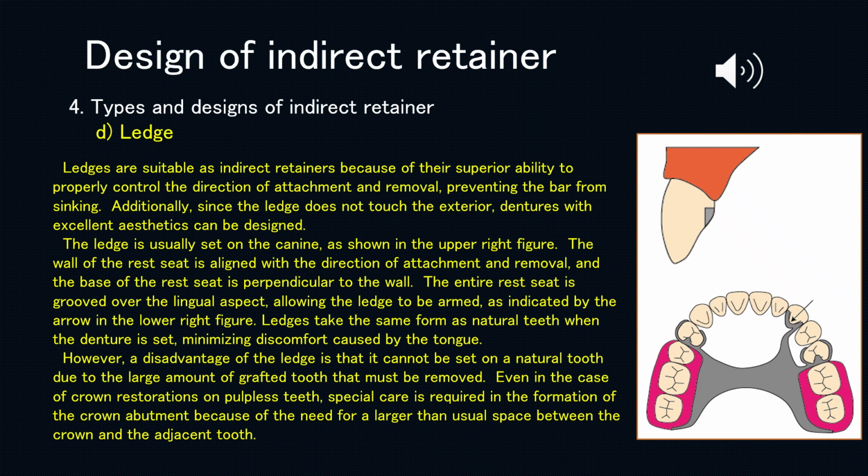However, a disadvantage of the ledge is that it cannot be set on a natural tooth due to the large amount of grafted tooth that must be removed. Even in the case of crown restorations on pulpless teeth, special care is required in the formation of the crown abutment, because of the need for a larger than usual space between the crown and the adjacent tooth.